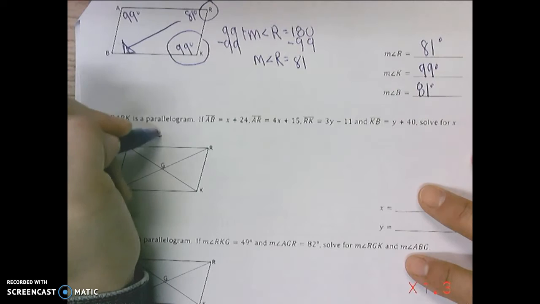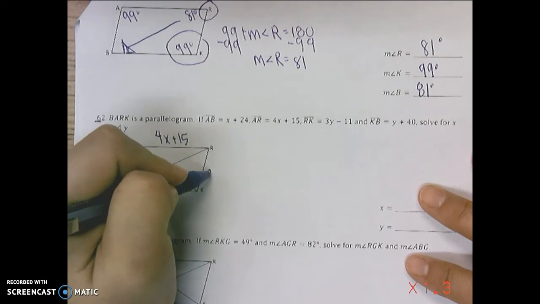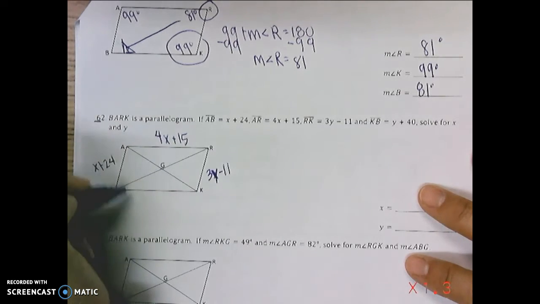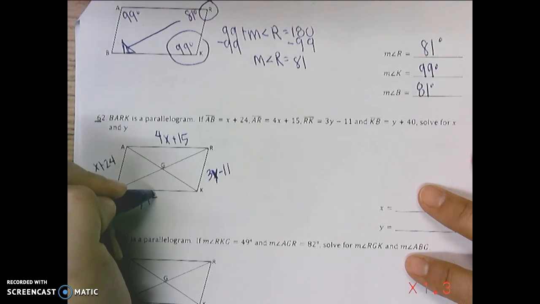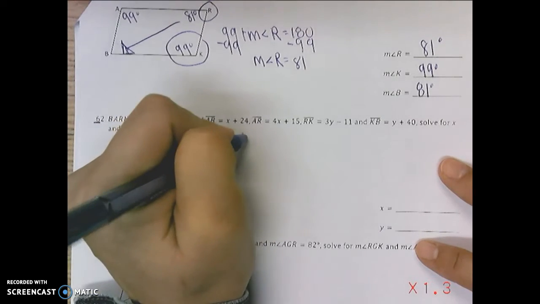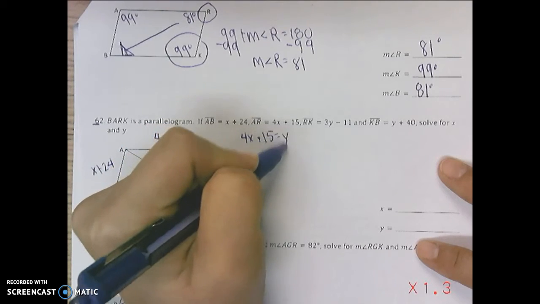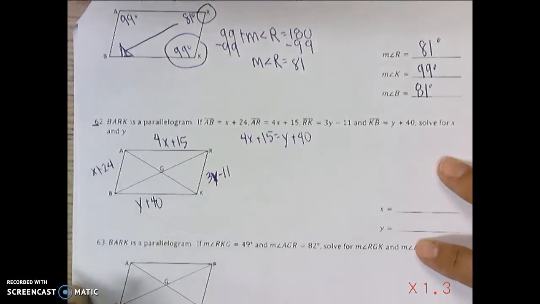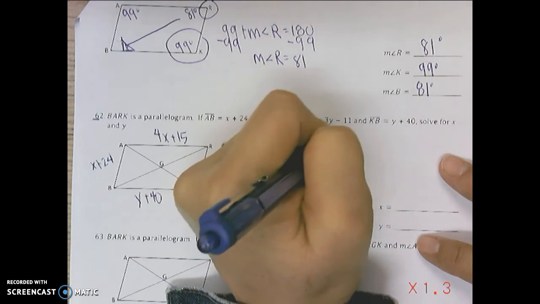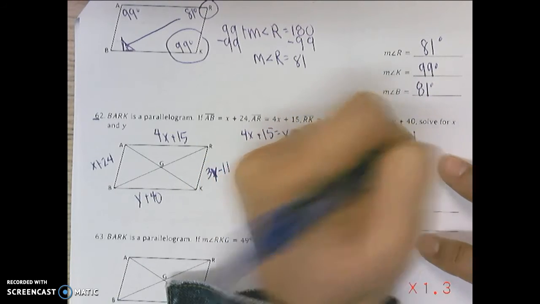AR is 4x plus 15. RK is 3y minus 11. And KB is y plus 40. All right, well, it's the opposite sides that are equal to each other. So I'm going to do 4x plus 15 equals y plus 40. That will be one of them. And then the other one, I would do x plus 24 equals 3y minus 11.